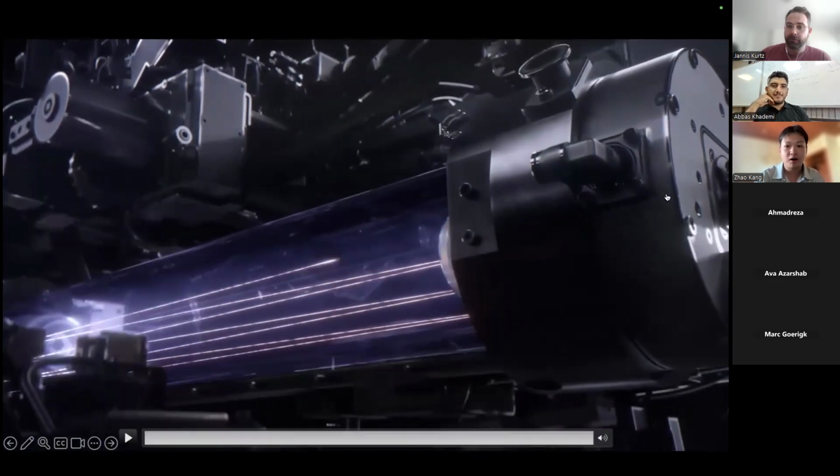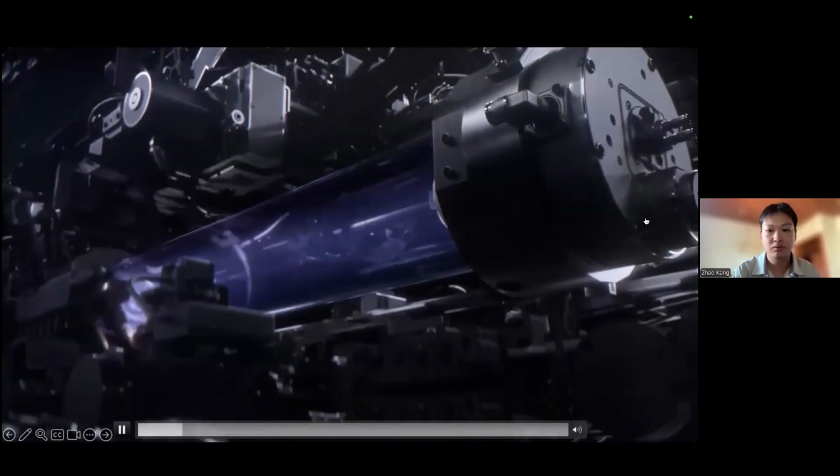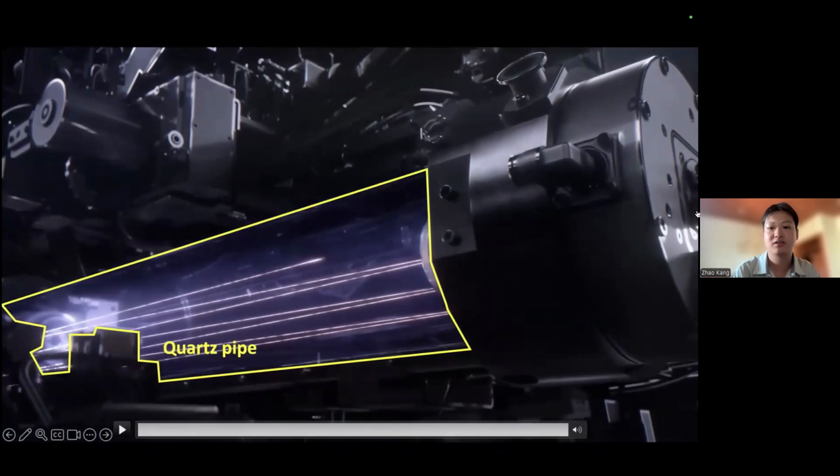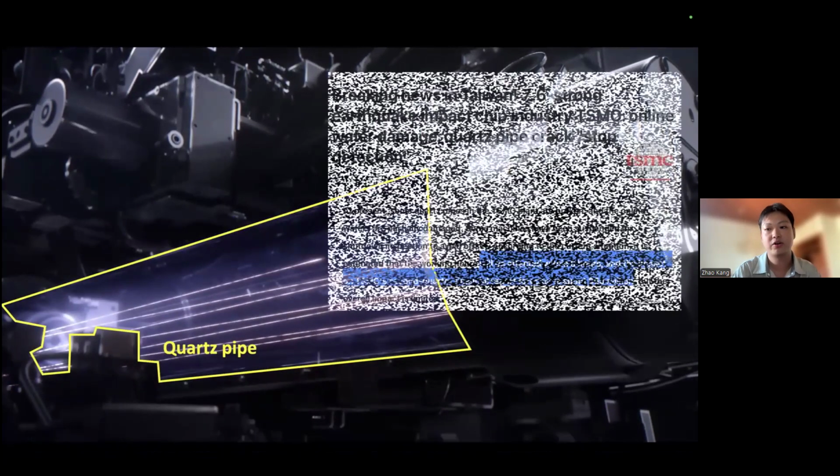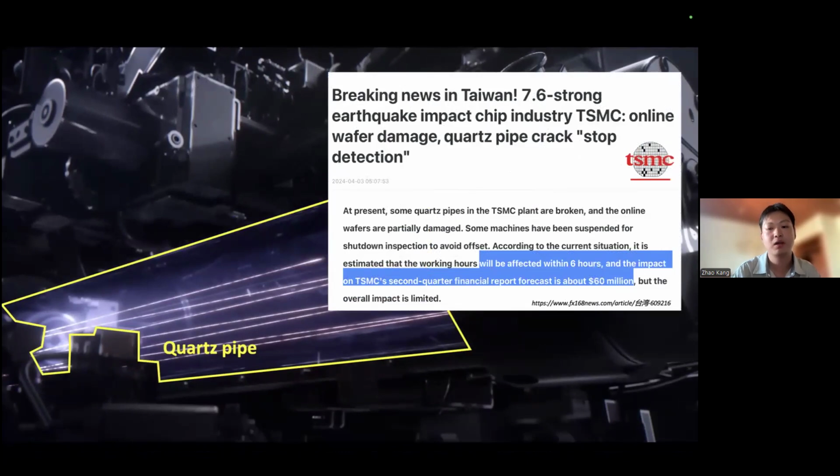As you can see, the part I colored in yellow is a component we call a cross pipe. Early last year, an earthquake happened in Taiwan, and some cross pipes were damaged due to this earthquake, which led to the breakdown of the machines at TSMC. It also led to a cost of up to $16 million in 6 hours. So a very short time, but a very high cost.